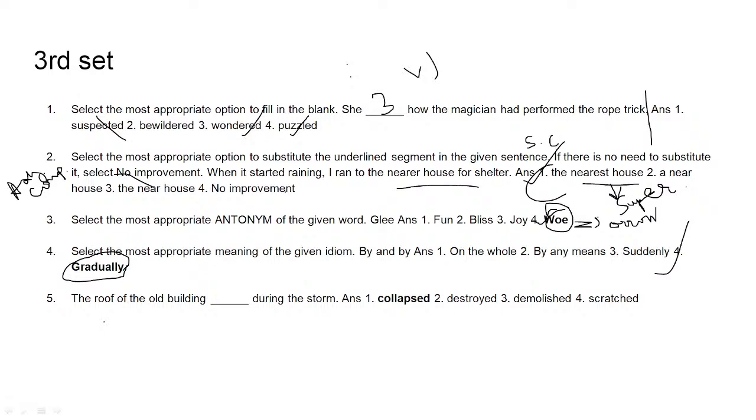Number 5 is: the roof of the old building dashed during the storm. Okay.